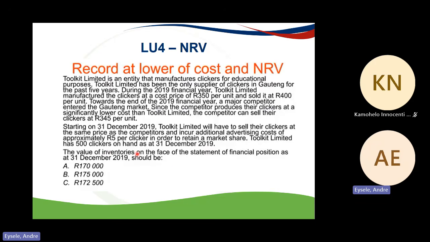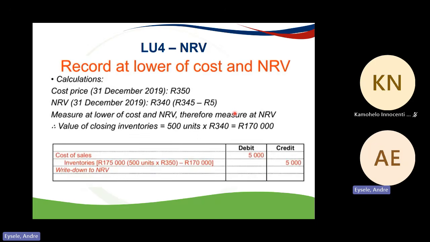What is the value of inventories at year end? Colleagues, we need to determine this at year end. That's the trigger. It's always done at year end, not halfway through the year. So what do we know? The cost price is 350. We need to sell it at 345, but there's an additional 5 Rand to make the sale.